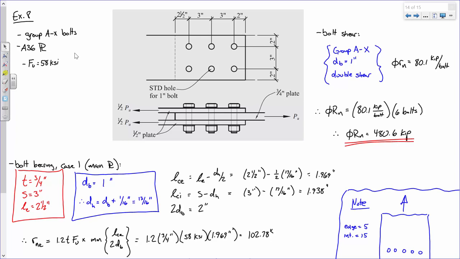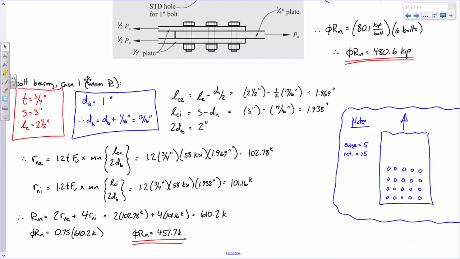Now, remember with bolt bearing, there are always two cases. There's the case of the plates transferring load that way and the plates transferring load that way, or the members, and so on and so forth. So we looked at the main plate first, the one transferring load to the right. Its thickness is 3/4. It's using 3-inch bolt spacing, and then the edge distance for that one is this distance right here, which is 2.5 inches. And once you've got that, everything else is pretty rote. You compute your LCE, your LCI, your two bolt diameters. You recognize that you've got an edge bolt bearing capacity, an interior bolt bearing capacity.